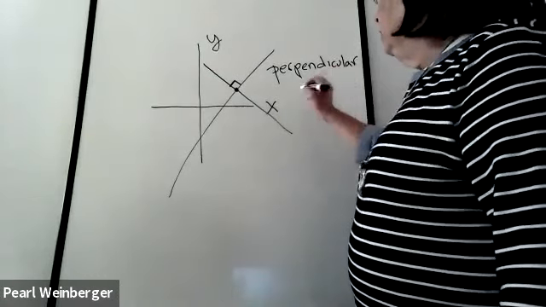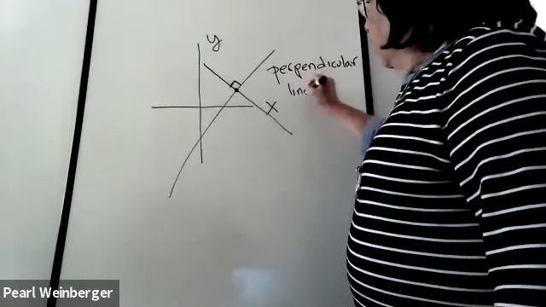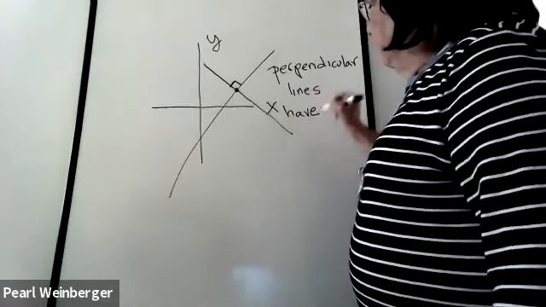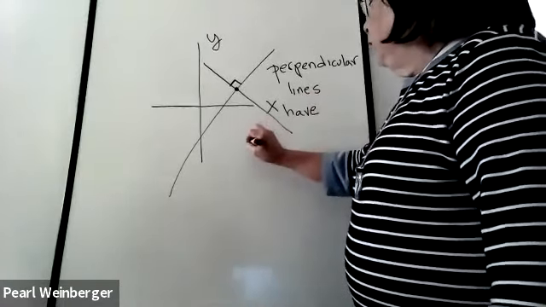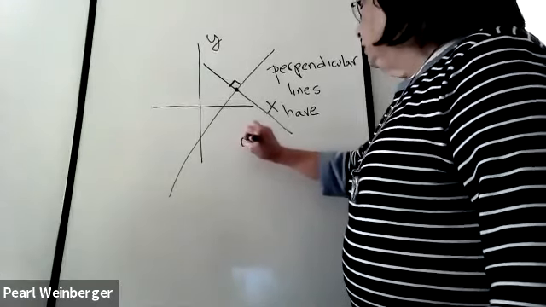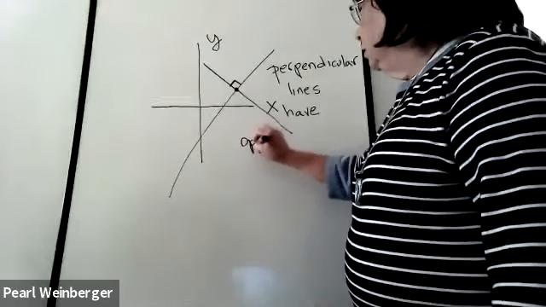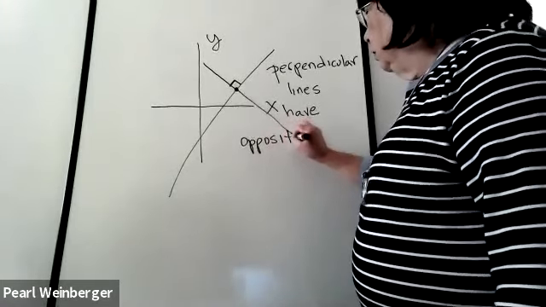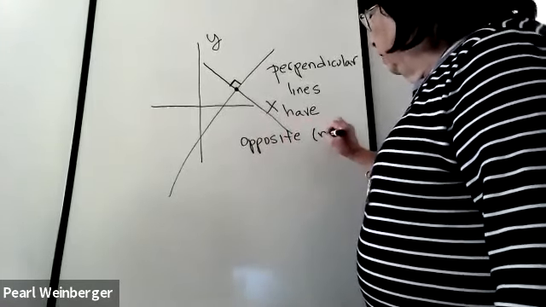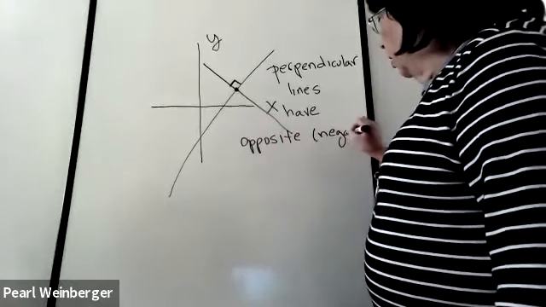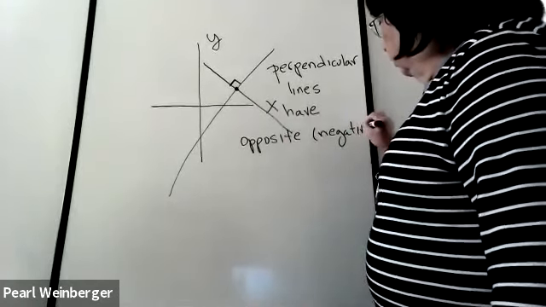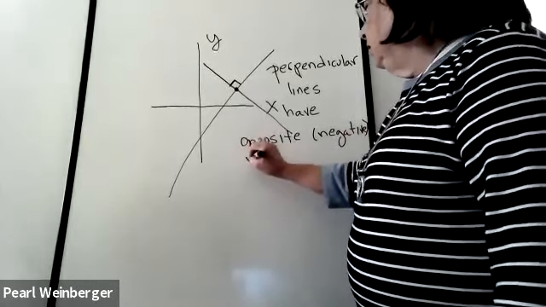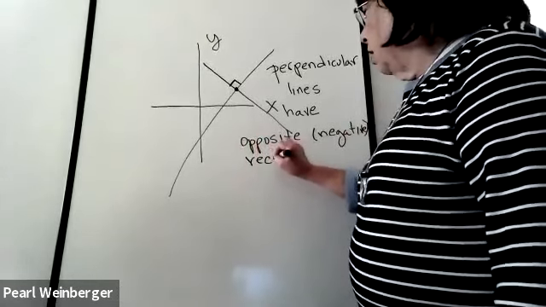Perpendicular lines have slopes that are what we call opposite or negative, either term. Opposite reciprocal slopes.